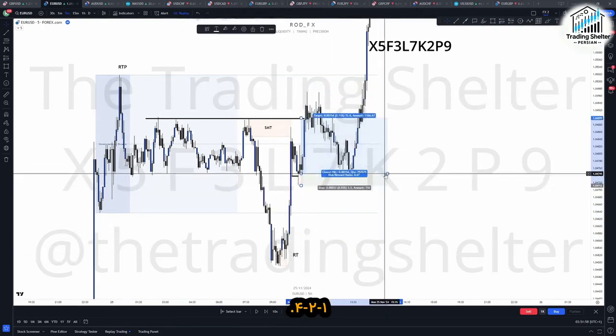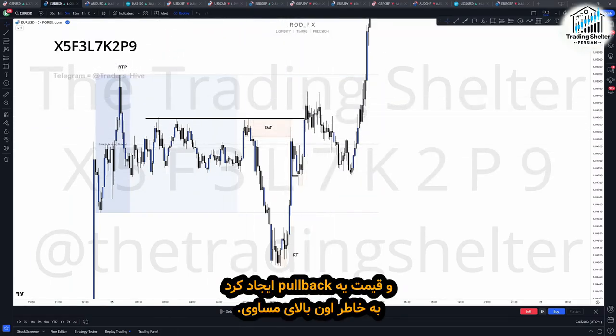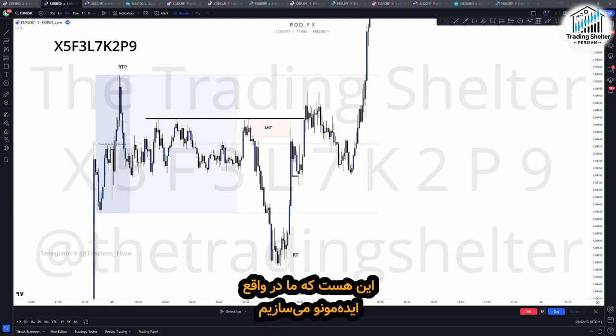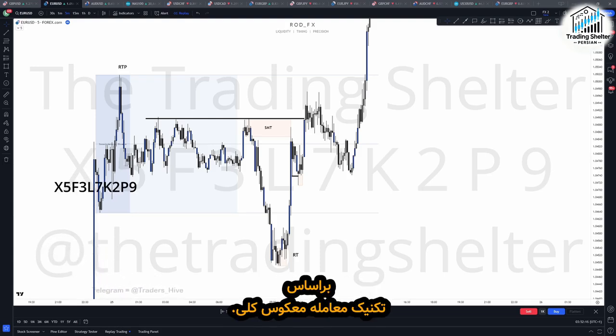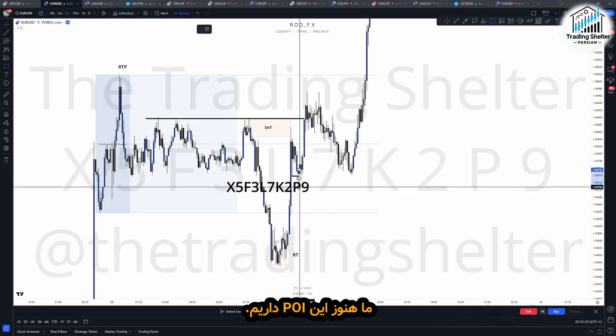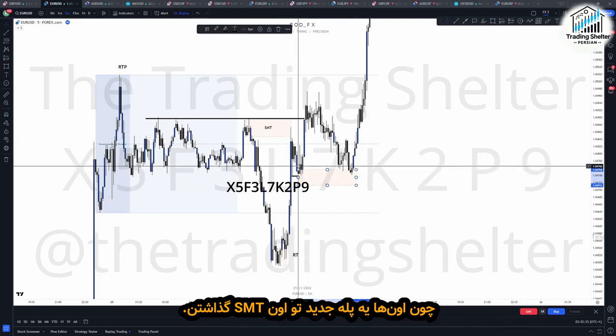And price just created a pullback because of those equal highs, right? But the overall idea is still the same. And this is the magic of all this, is that we're actually building our idea based on the overall reverse trade technique. This is like magical because see, we still have this POI, this inducement POI, because it induced because they made a new low on that SMT.